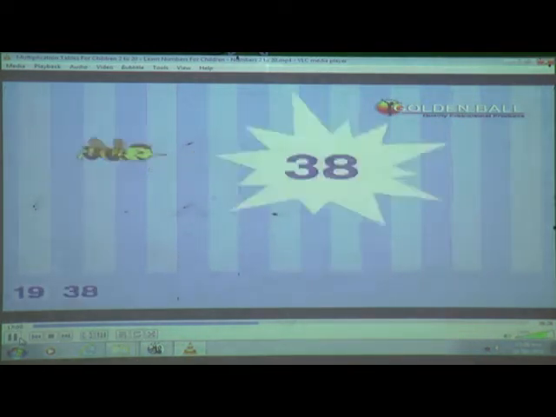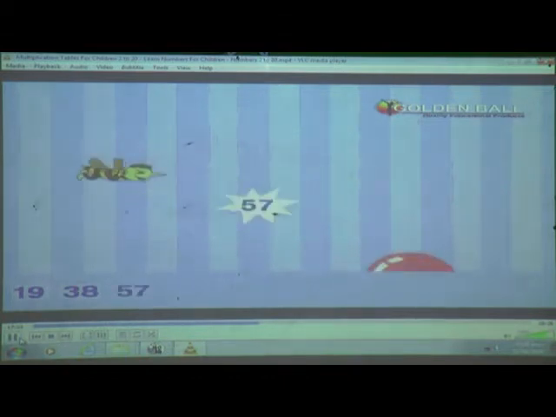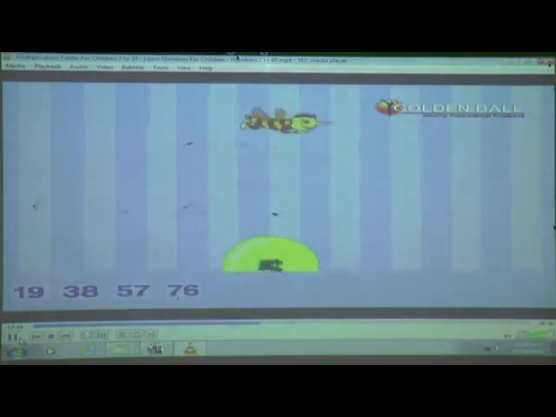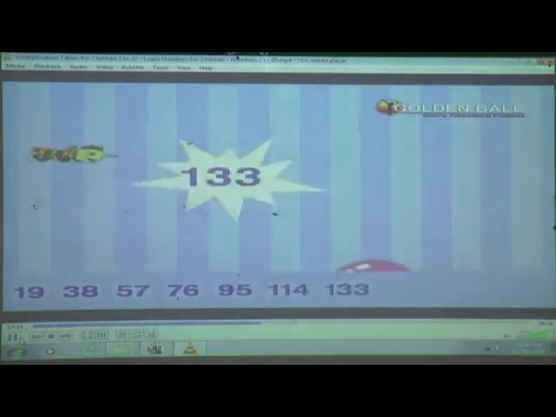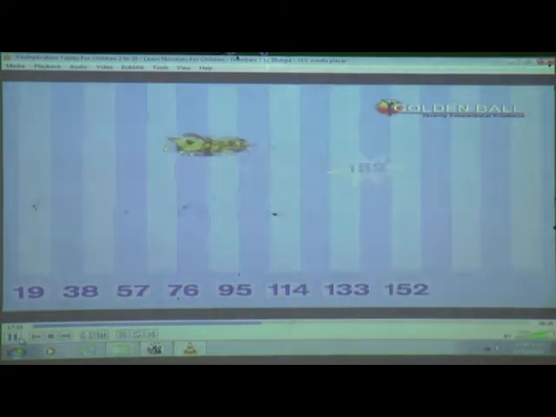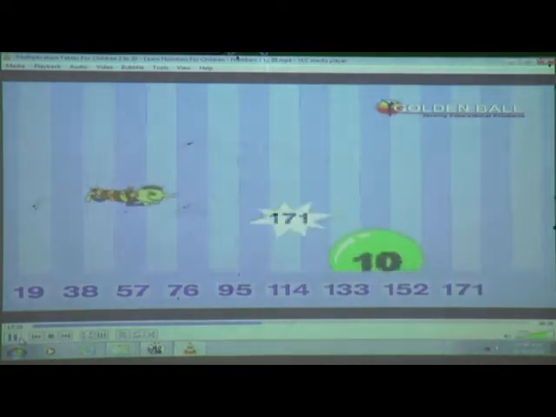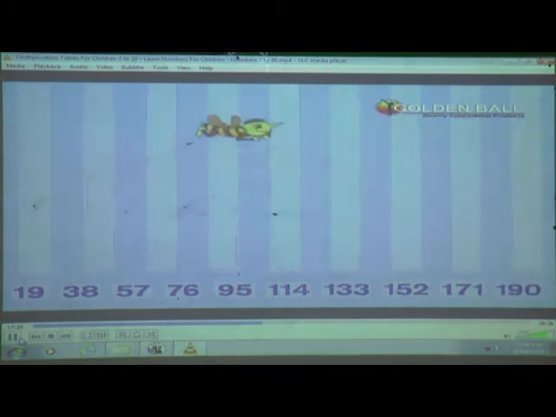19 ones are 19. 19 twos are 38. 19 threes are 57. 19 fours are 76. 19 fives are 95. 19 sixes are 114. 19 sevens are 133. 19 eights are 152. 19 nines are 171. 19 tens are 190. All together.